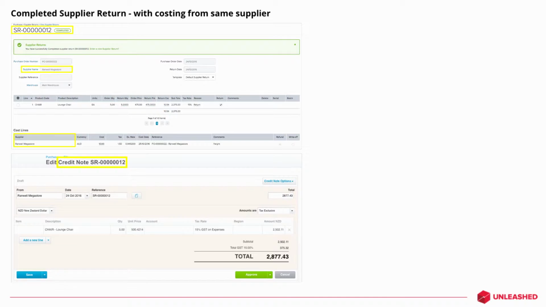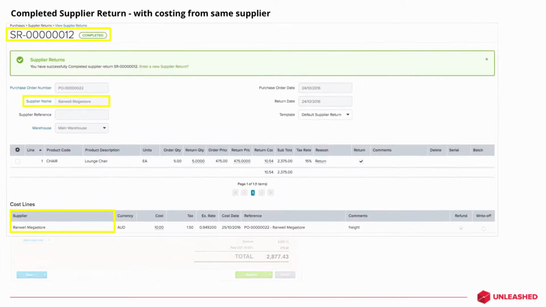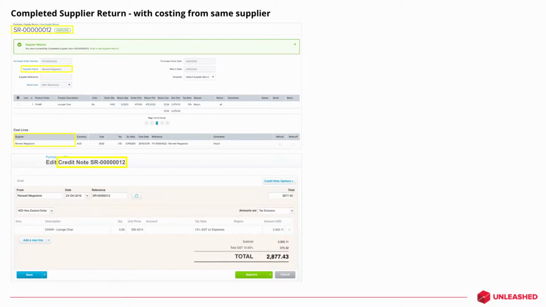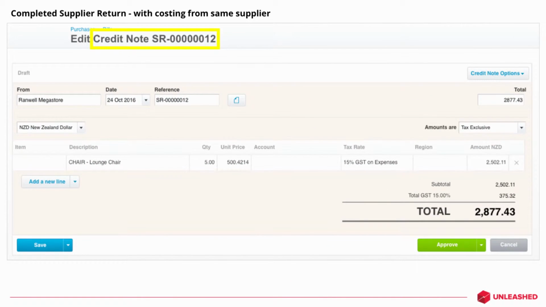A completed supplier return in Unleashed that includes costing for the same supplier as whom you purchased the products from will send a draft credit note for the supplier to Xero. So here we have Supplier Return 12 for Ranwell Megastore, which includes costs for Ranwell Megastore 2. Also note that we have opted to refund the costs instead of writing them off. So when we look at Xero, we will see the credit note for Ranwell Megastore for that supplier return.